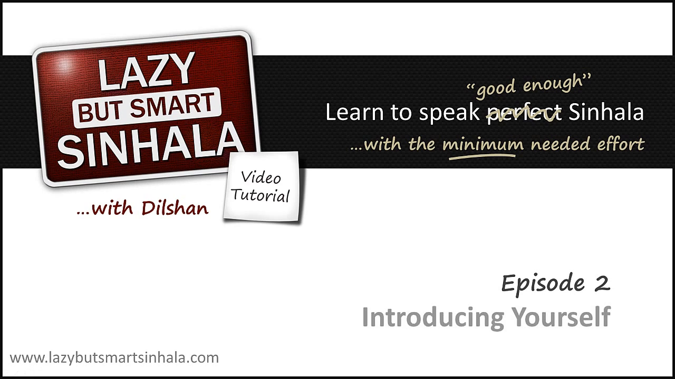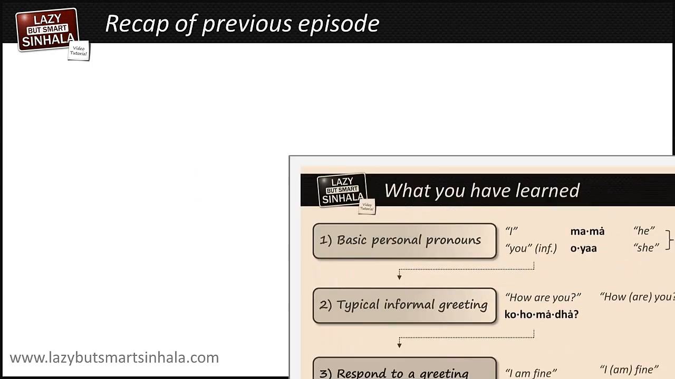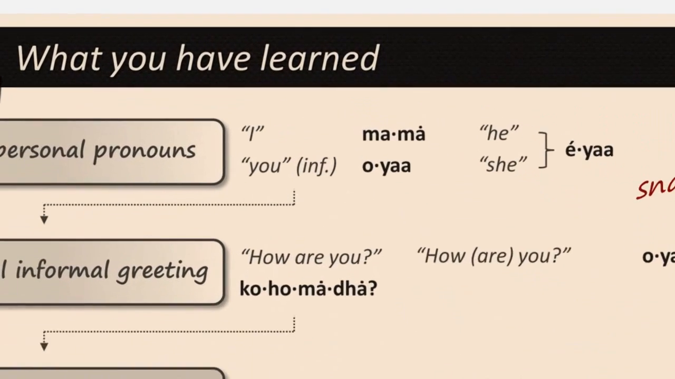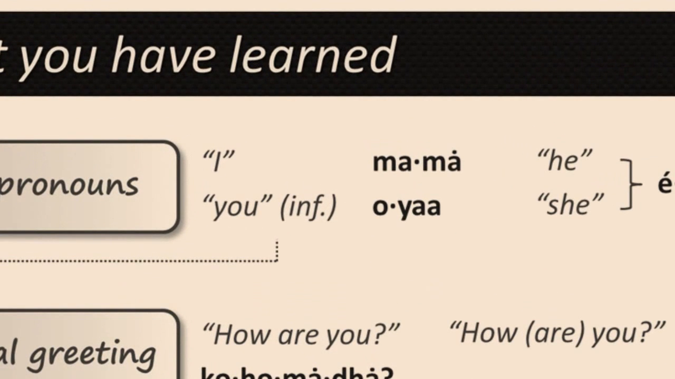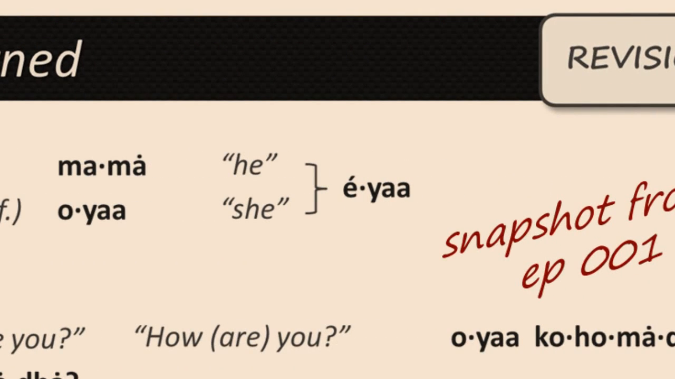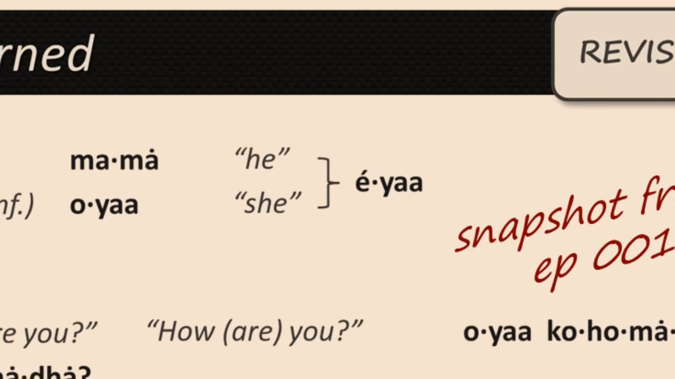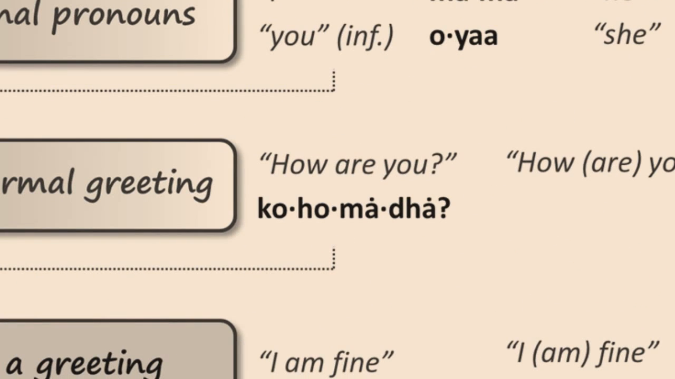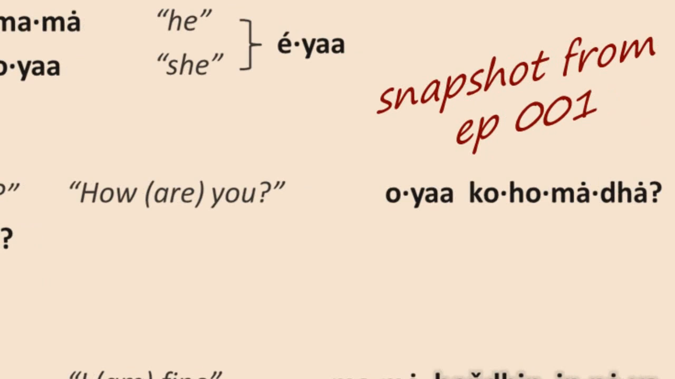Episode 2, Introducing Yourself. Let's quickly recap the main points that you saw in the previous episode. You learned that the Sinhala word for I was mama, informal you was oya, and the one word that is used for both he or she was ea. I also showed you an easy way to ask how are you in Sinhala, which was kohumada. You then saw another way of asking how are you, this time using a pronoun, which was oya kohumada.